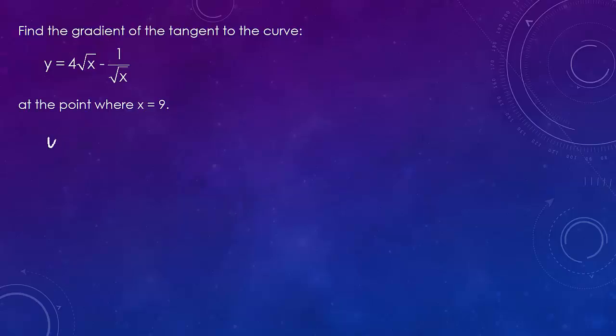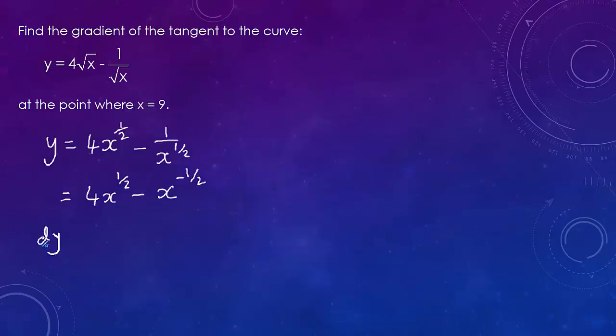Now the first thing to do is rewrite this using our knowledge of indices. So root x, that's going to be 4x to the half. Take away 1 over root x. Remember, that's 1 over x to the half. So that's 4x to the half, take away x to the negative a half. You really need to know your indices in order to do this topic.